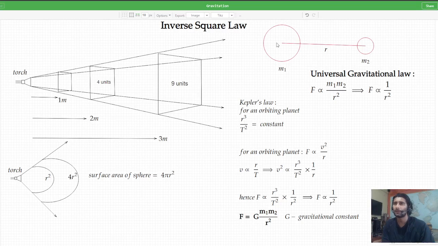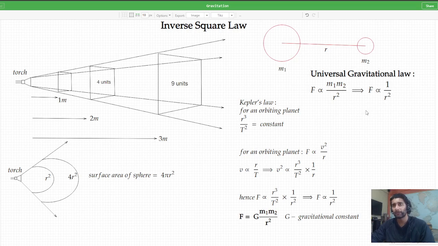So supposedly if we have two masses m1 and m2 separated by a distance r, the universal gravitational law states that the force of attraction between the two bodies is directly proportional to the masses m1 and m2, and it is inversely proportional to the square of the distance between them. Now, this force that is inversely proportional to the square of the distance is actually the inverse square law.